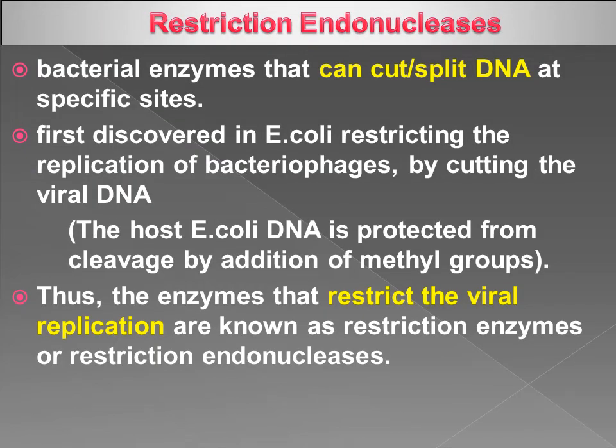Now starting with the first, the DNA cutting enzyme, which is important in recombinant DNA technology, that is restriction endonucleases. These are bacterial enzymes that can cut or split DNA at specific sites. It was first discovered in Escherichia coli, restricting the replication of bacteriophage by cutting the viral DNA.